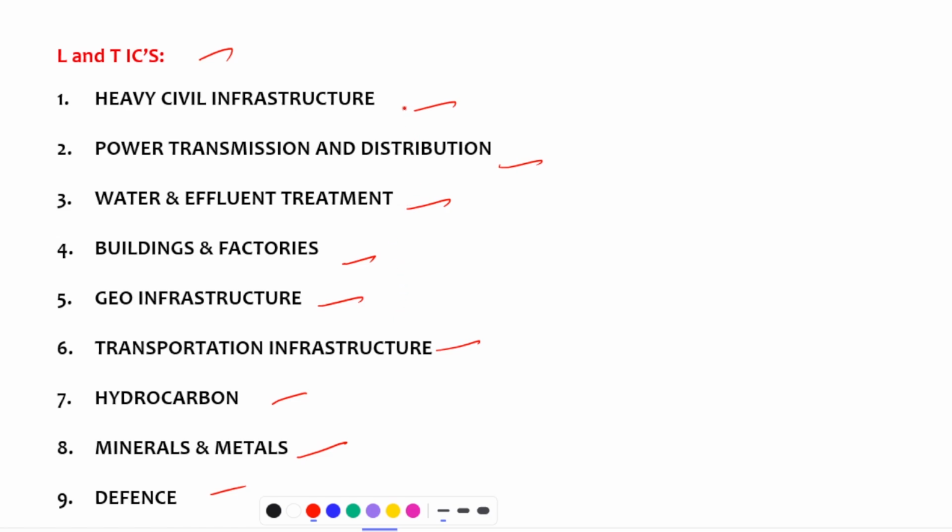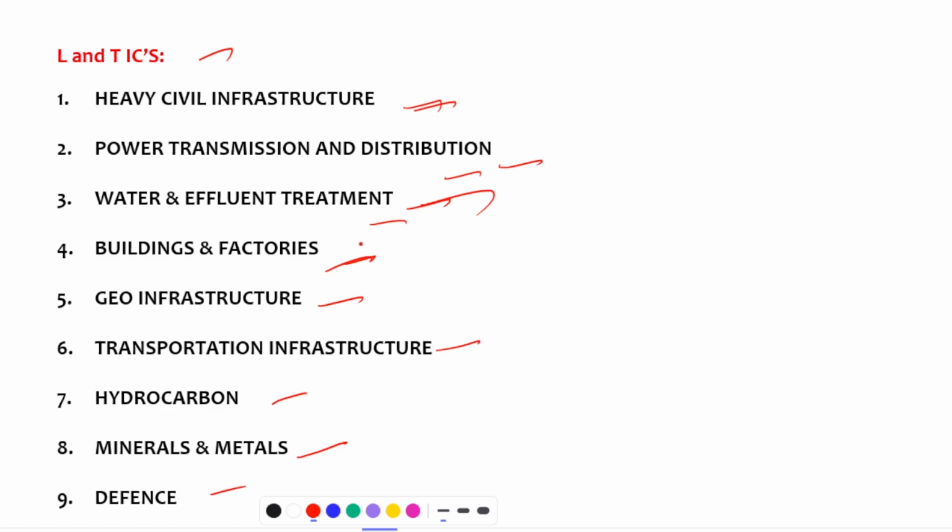For example, HCI, that is heavy civil infrastructure, deals with metros, ports, harbors, bridges, and special bridges. Coming to PT&D, it deals with transmission towers, nuclear power plants, and transmission power plants. Coming to water and effluent treatment, it deals with water distribution, that means waste and fresh water. For each street or town, the water distribution system is taken up by the company, and it deals with the supply of water through water tanks, intake structures, and pump houses. All these things WET IC is going to deal with. Next, coming to B&F, that is buildings and factories, it deals with high-rise buildings, in which they have two sectors, that is HRC buildings and PAF.